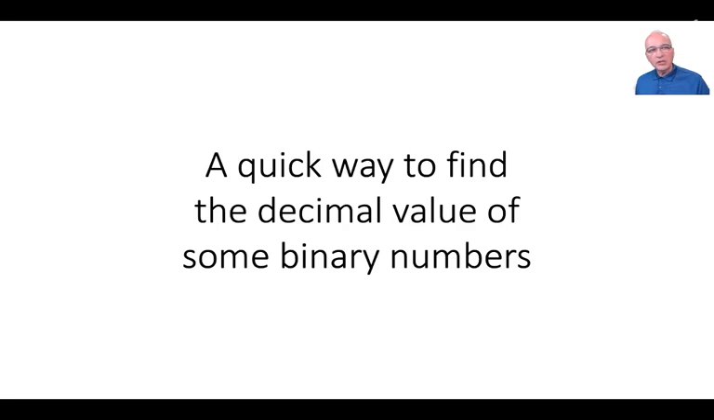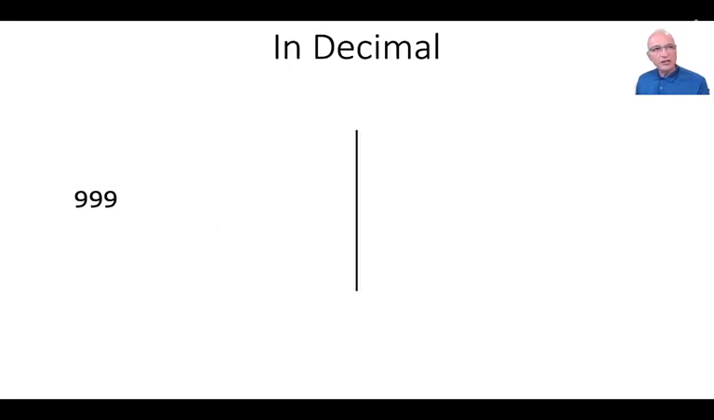So before we look at another type of shift right operation, let's take a little side tour and look at a way that will be very useful in the future. A quick way to find the decimal value of some binary numbers. So let's say, first let's look into decimal. We are very familiar with the decimal number system. If I have the number 999 in decimal, I can express that number as 1000 minus 1, which is 10 to the 3 minus 1.